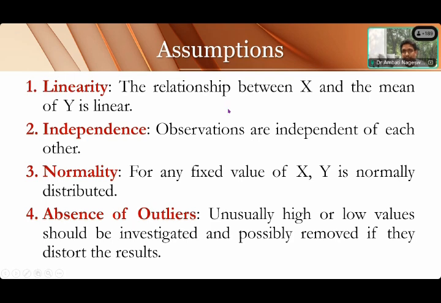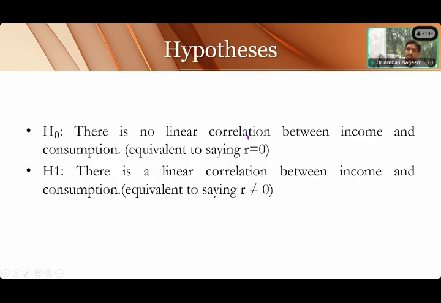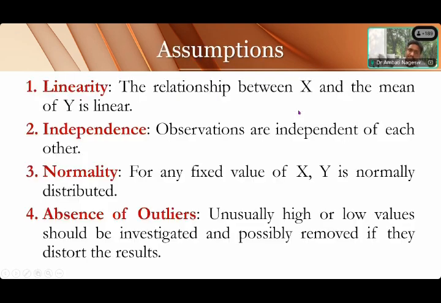Linear relationship means there must be a positive relationship or a negative relationship. There should be a linear relationship. If one variable increases, the other variable must be either increasing or decreasing. So one is able to see linearity, a linear relation, between two variables.